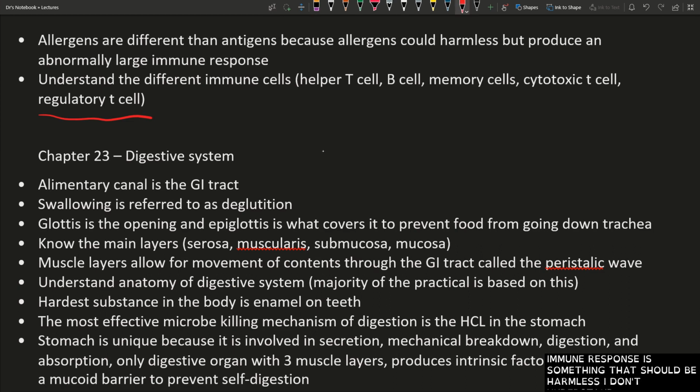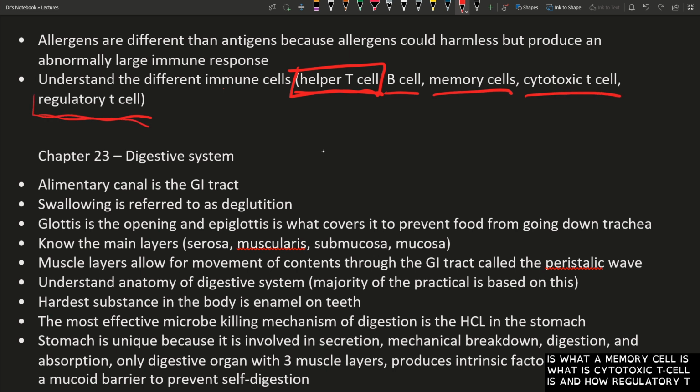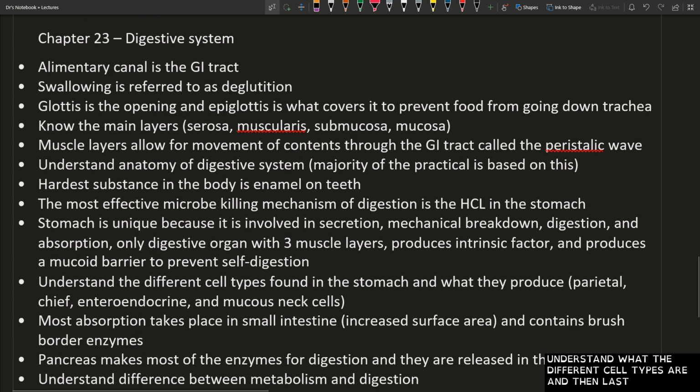And then understand the different immune cells. So, helper T cells, these are the main part of the immune system. If you don't have helper T cells, the whole immune system will fail. Know what a B cell is, what a memory cell is, what a cytotoxic T cell is, and how regulatory T cells just monitor the whole system. So make sure that if they're used in word matchings or something like that, you understand what the different cell types are. And then last thing here is the digestive system.